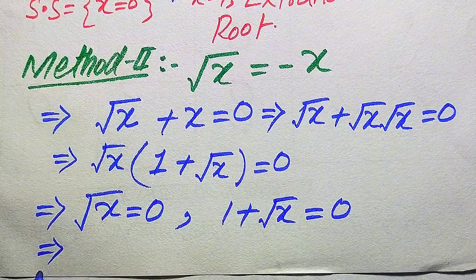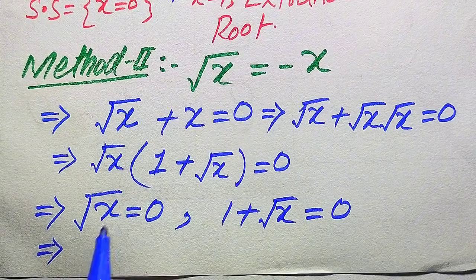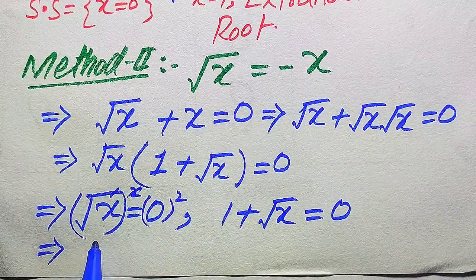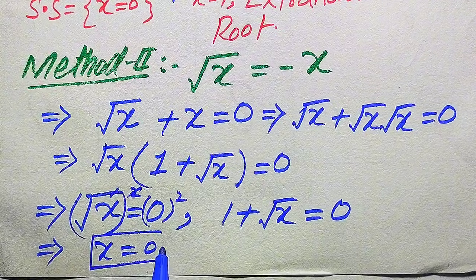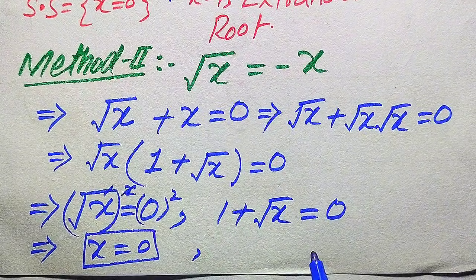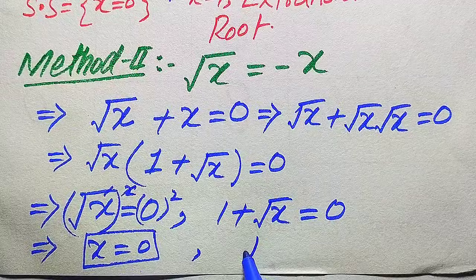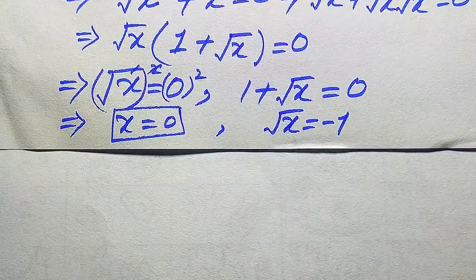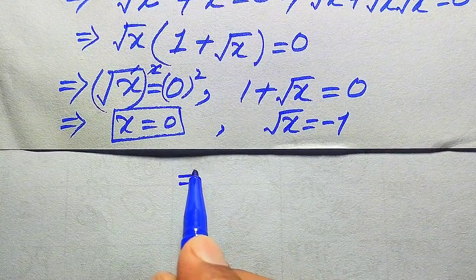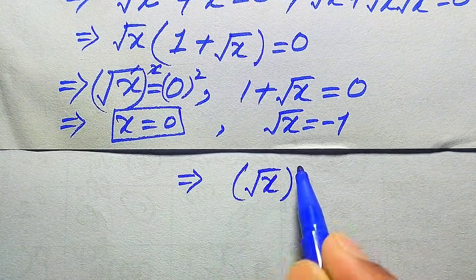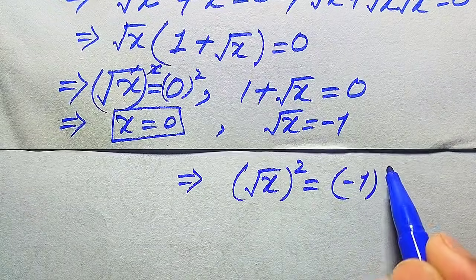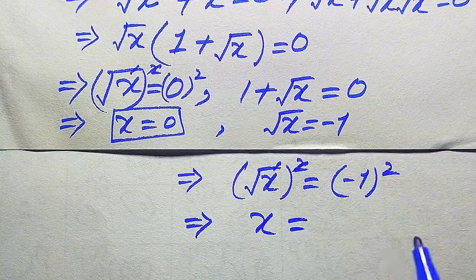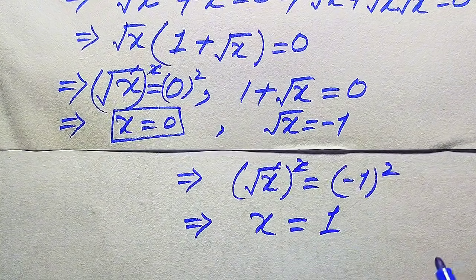And from here we just need to square both sides in order to get the values of x. So when you take squaring, the square and square root are gone, and we easily get the value of x equals 0. And from here, in order to get the value of x, we move plus 1 to the right hand side, and it becomes square root of x equals minus 1. For the value of x, again we need to square both sides, and it will be written as square root of x whole squared equals minus 1 whole squared. The square and square root cancel out each other, and we get x equals minus 1 squared, which is equal to plus 1.